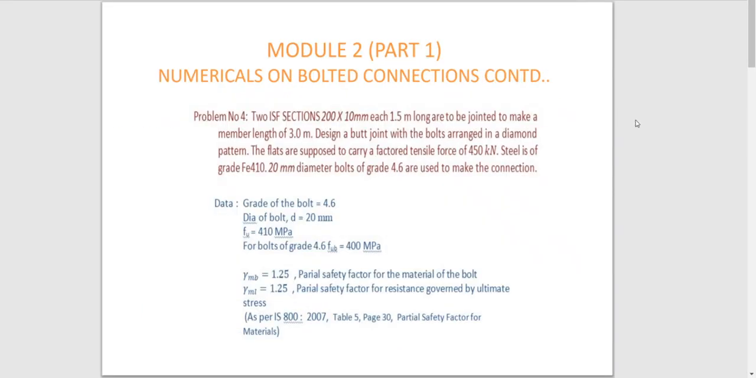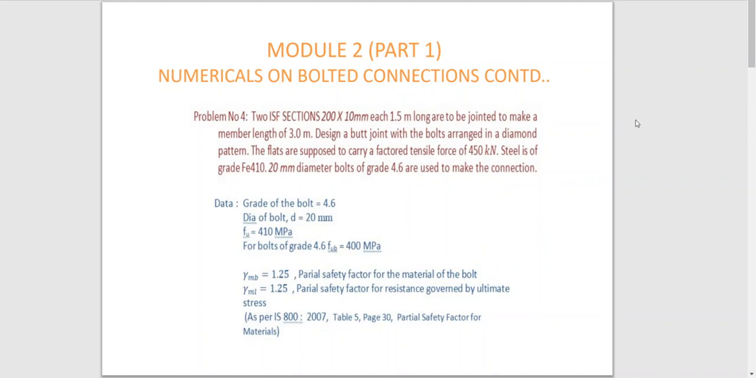Its statement is like this: two ISF sections 200 by 10 mm each, 1.5 meter long, are to be jointed to make a member length of 3 meter. Design a butt joint with the bolts arranged in a diamond pattern. The flats are supposed to carry a factored tensile force of 450 kN. Steel is of grade Fe410. 20 mm diameter bolts of grade 4.6 are used to make the connection.